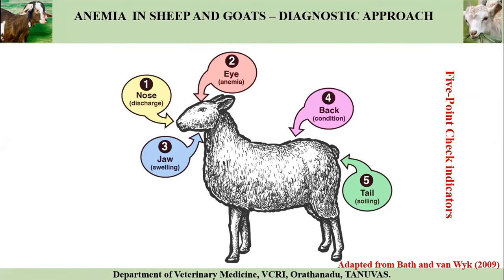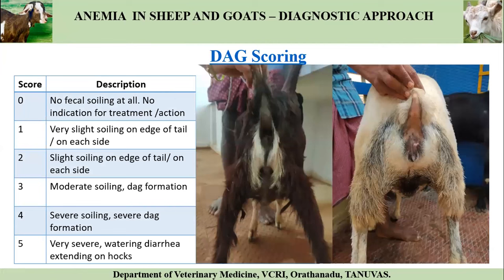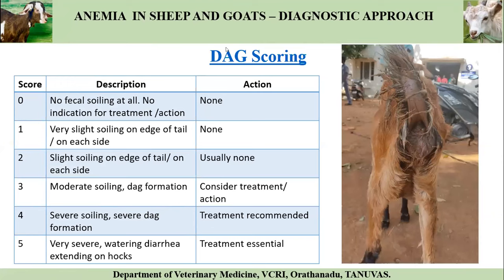Then the fourth one is body condition scoring. Whether the animal is fatty or emaciated, you can give a score to the animals. Then the fifth one is tail soiling, which means the dag formation. If the animal has no fecal soiling at all, you can give the score 0. So there is no need of treatment in these cases. Then very slight soiling on the edge of the tail on each side, you can give the score of 1. This also needs no intervention.